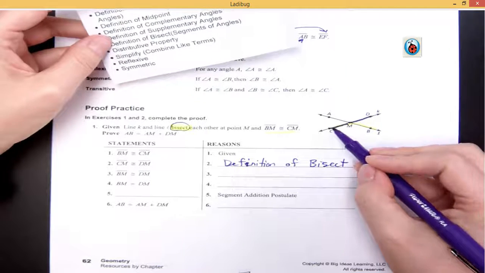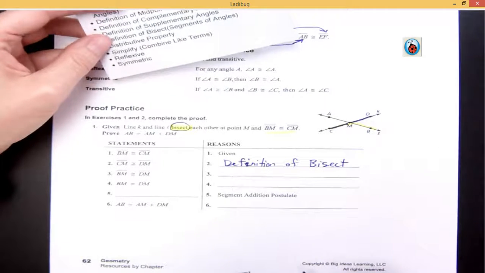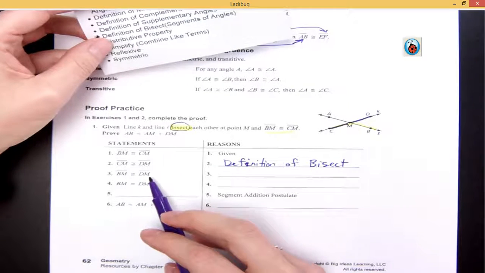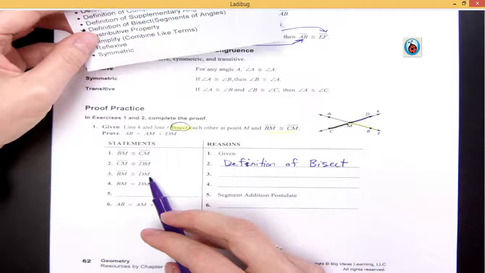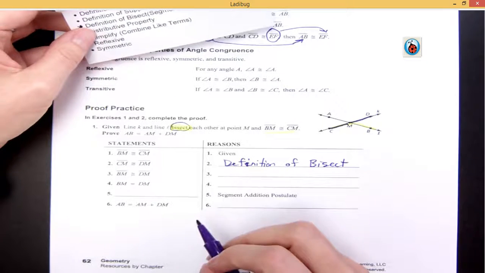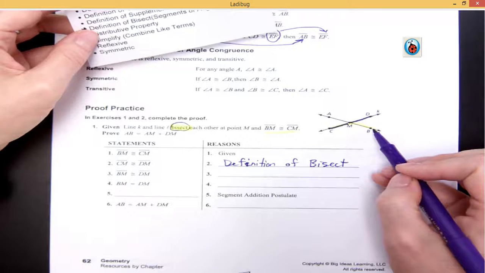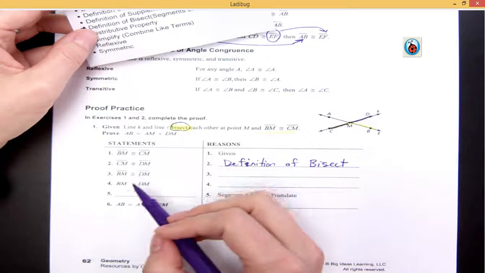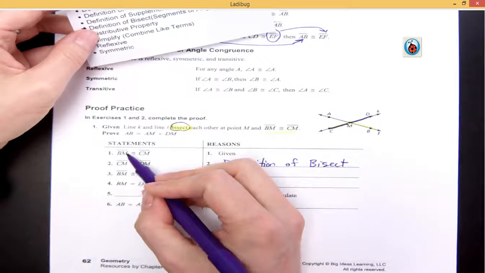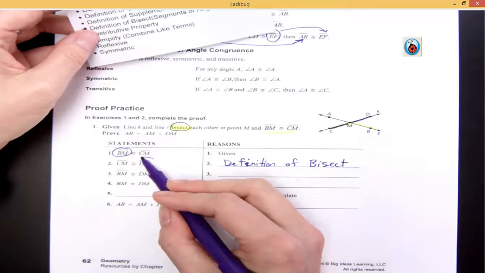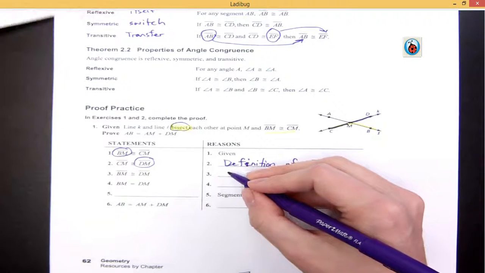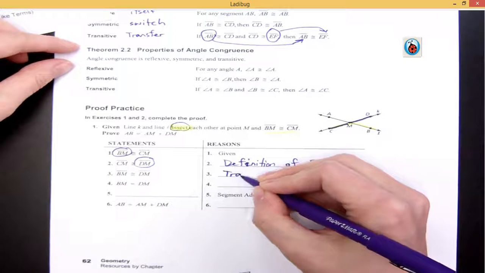So by definition, if it bisects, my 2 halves are equal. Now, BM equals DM. I have to look, is that my definition of bisects? No. BM's on this line, DM's on that line. But I do have BM here, it equals CM, and DM here, it equals CM, and so that's where I use that transitive property.